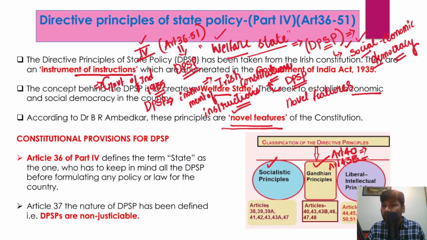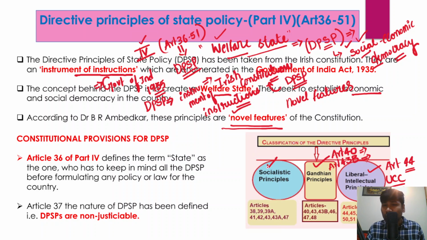So Article 43B of the Indian Constitution talks about what? It talks about the cooperative societies. And in a similar way, there are certain liberal and intellectual principles as well. For example, Article 44 of the Indian Constitution deals with what? It deals with the Uniform Civil Code, and Uniform Civil Code is one of the liberal intellectual principles as part of the directive principles of state policy.